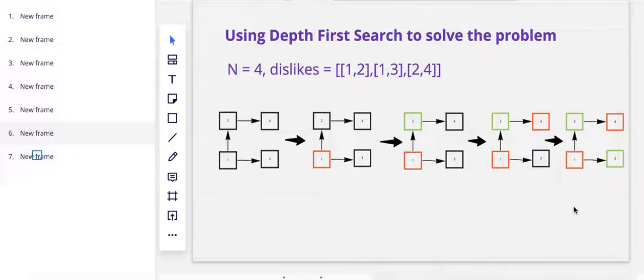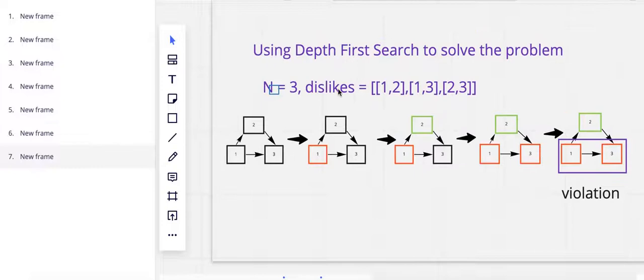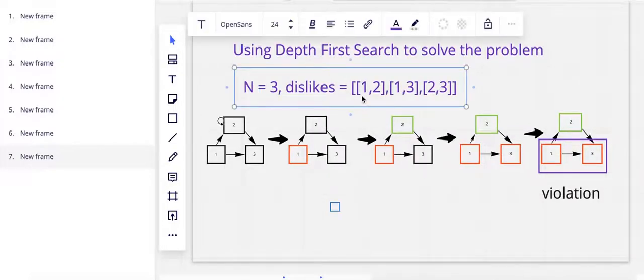So at the end, if it is possible to color every person in the dislike group with the complemented colors, different color, then if it is possible, then it will return true in this case. Let's discuss a contradiction example that will make it more clear. So suppose I have n equals to 3 and these are the dislike group.